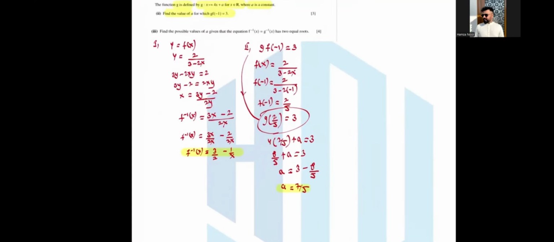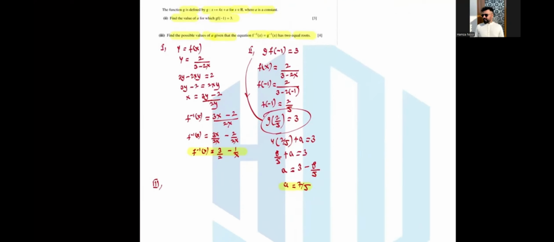So now we have part 3. Part 3 says that find the possible values of a given that f inverse x equals g inverse x has two equal roots. So f inverse x we have already found in part 1. So now we are going to find g inverse x first in terms of a.